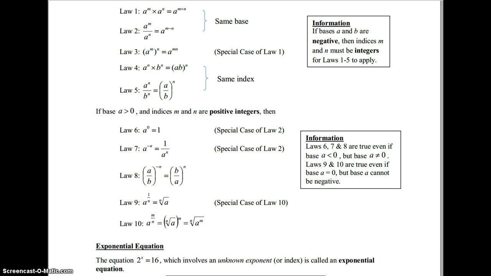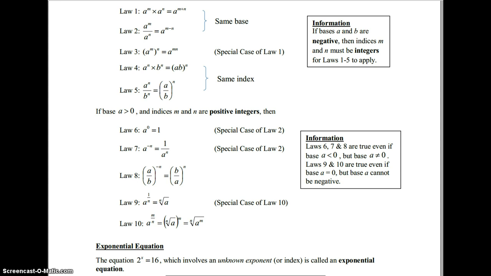Law 6 is the easiest law to remember. Anything to the power of 0 is equivalent to 1. Law number 7, a to the power of minus n is equal to 1 over a to the power of n. A negative power on the base can be flipped over by representing it in the reciprocal manner, 1 over a to the power of n. Now law number 8, a over b to the power of minus n is equal to b over a to the power of n. So basically, if you have a negative power, you swap the fraction by flipping it around and you change the power to positive.